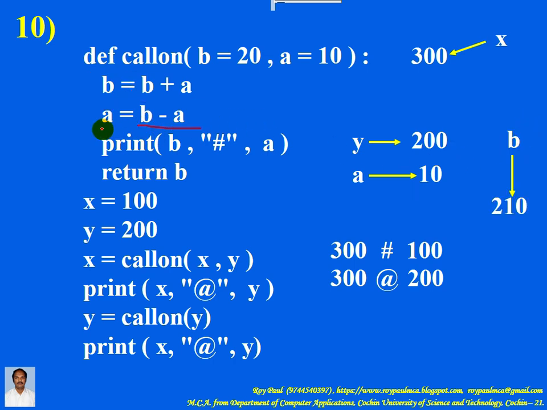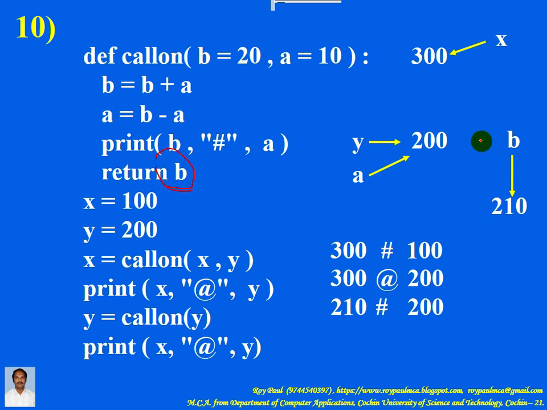B minus a is assigned to a. So what is b minus a? 210 minus 10, 200, that is assigned to a. So now your a is pointing to 200. To this 200, a is pointing. Now here you get the answer, print B. What does B contain? 210. So that will be printed, followed by hash, followed by A. What does A contain? 200.